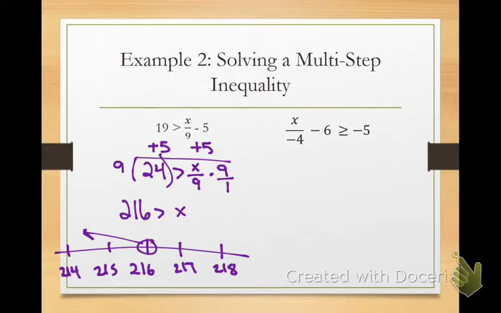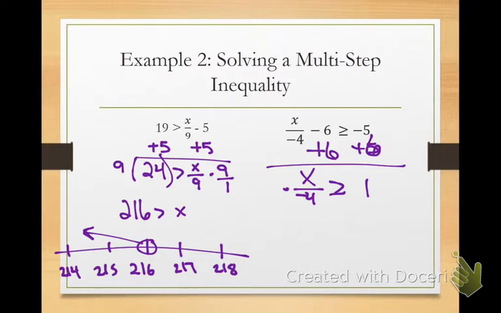All right, I want you to go ahead and try to solve the second one now. We start off by adding 6 to both sides. All right, I know that got a little messy right there, but x over negative 4 is greater than or equal to 1. Negative 5 plus 6 is 1. What do we need to multiply both sides by? Negative 4. What happens when I multiply by a negative? You switch my inequality. Very good.